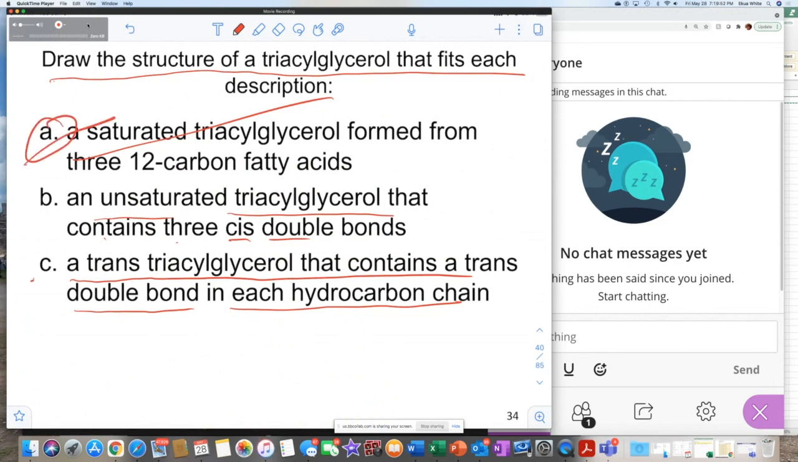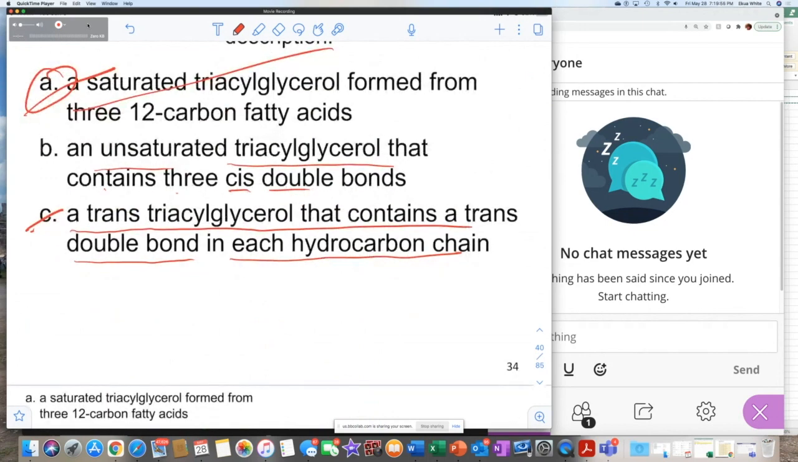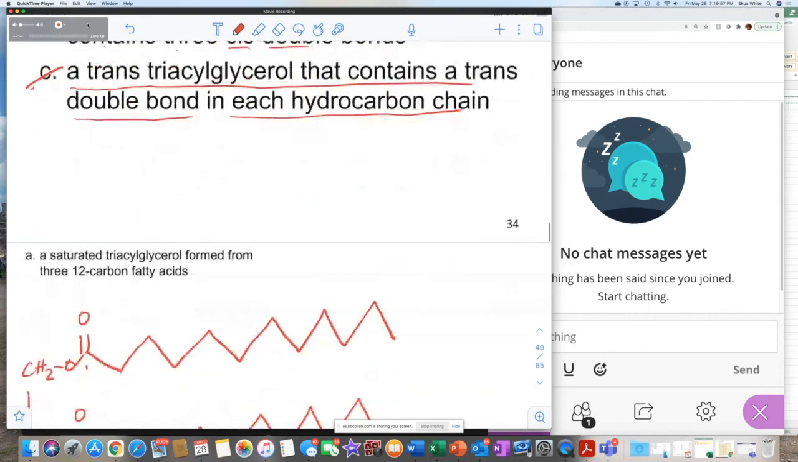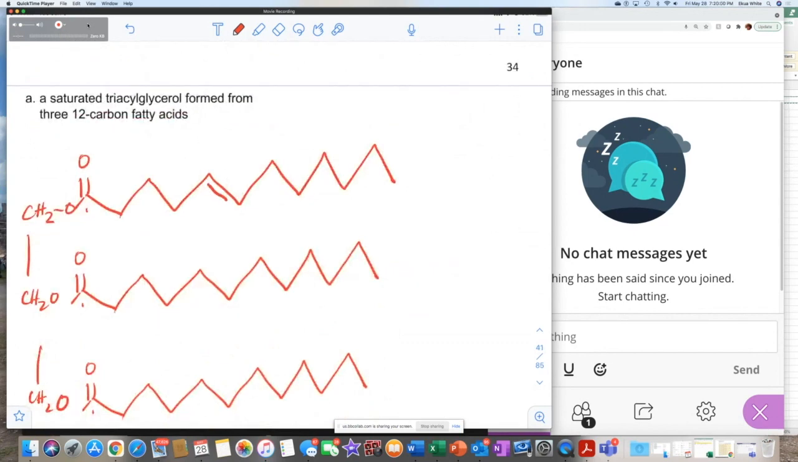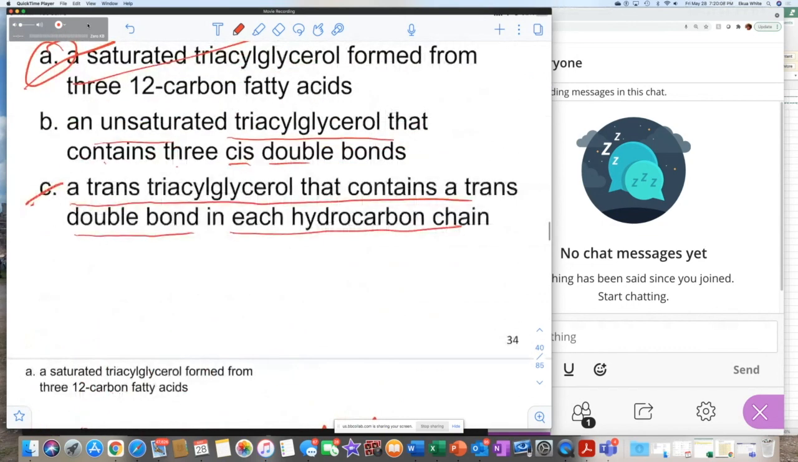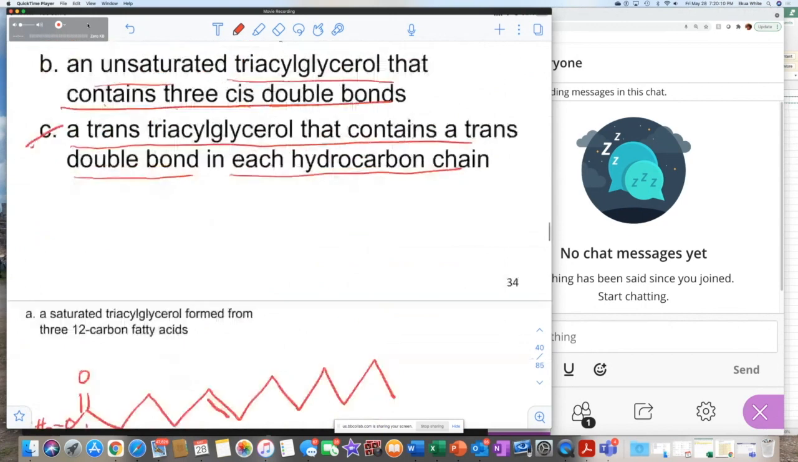That's done. Then this third one, C, trans triacylglycerol that contains a trans bond. Okay, trans. All I have to do here is just put this trans here, trans here, trans there. So that was the first one. Now this is the third one. So now I have to do the second one. So here we have to have 3 cis double bonds.